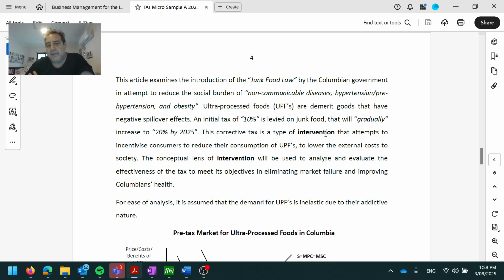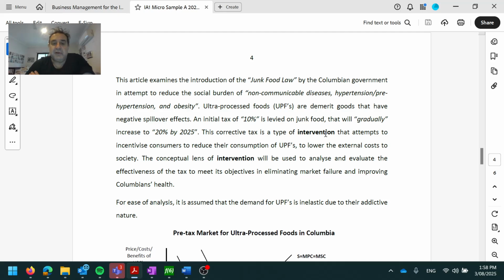So let's read it through. The conceptual lens of intervention will be used to analyse and evaluate the effectiveness of the tax to meet its objectives in eliminating market failure and improving the health in Colombia. Okay, that's what intervention says in the subject guide. It's you step in to achieve certain objectives.